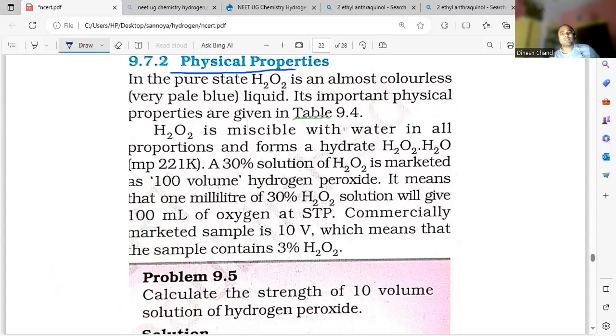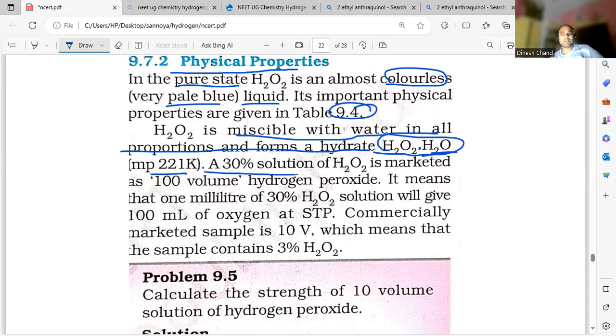So now see the physical properties. What is there? The first thing is colorless, right? Okay, it is almost colorless. Pale blue in the liquid state. The pure state is almost colorless. Now, here you see physical properties. It is miscible with water in all proportions and forms the hydrate H2O2·H2O. So water of crystallization is 1. Okay, melting point 221 Kelvin.